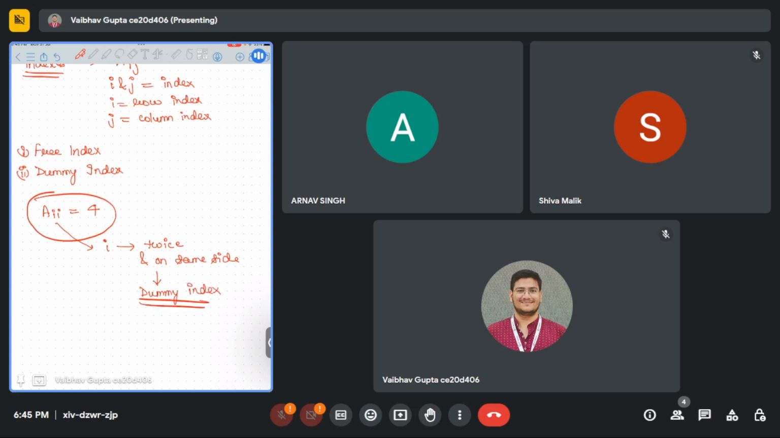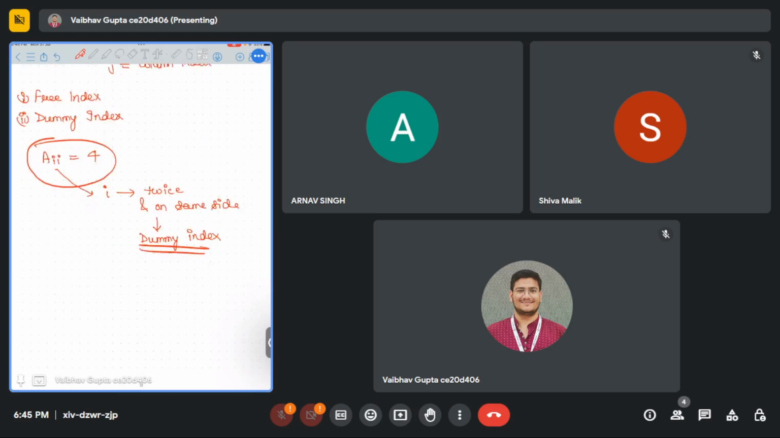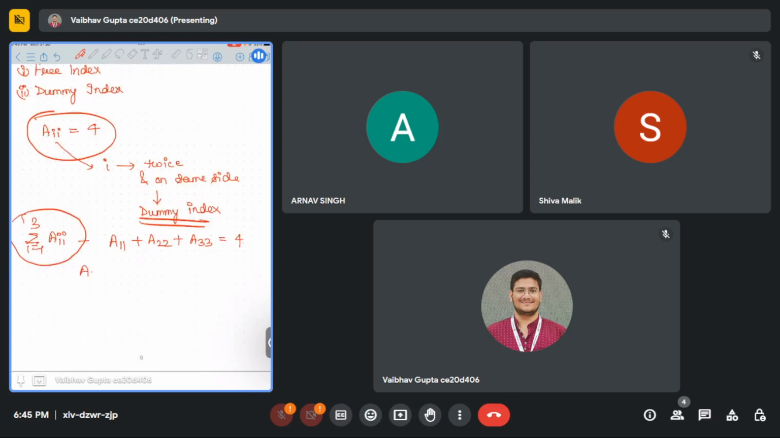And when the index is dummy, you have to use it like this. This is the actual meaning of dummy index. i has values 1, 2, 3. So what will you write? You will write A11 plus A22 plus A33 is equal to 4. Got it? The simpler version is Aii is equal to 4. You got it? What is dummy index?